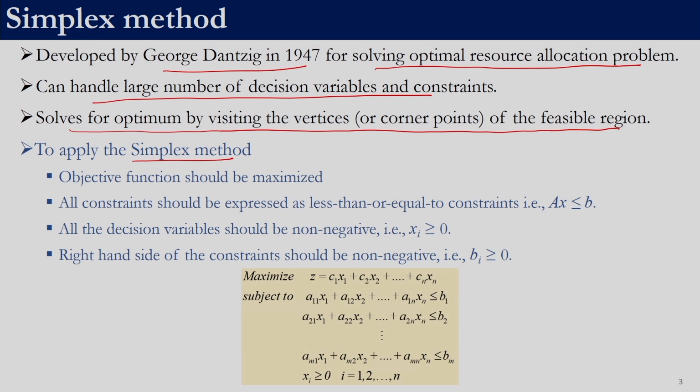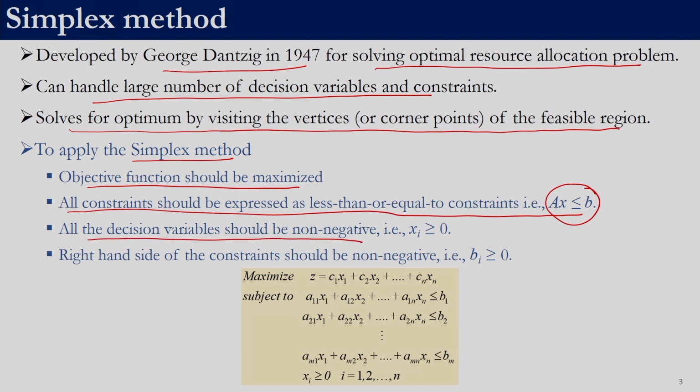So, to apply the simplex method as discussed in this course, right, we should have an objective function which needs to be maximized. So, if we have a minimization objective function it has to be converted into a maximization form, right, and all the constraints should be expressed in less than equal to form, right. So, Ax less than equal to B, right. So, if there are constraints which are greater than or equal to, we can multiply by a minus sign and bring it in a less than equal to form, and all the decision variables should be non-negative, right.